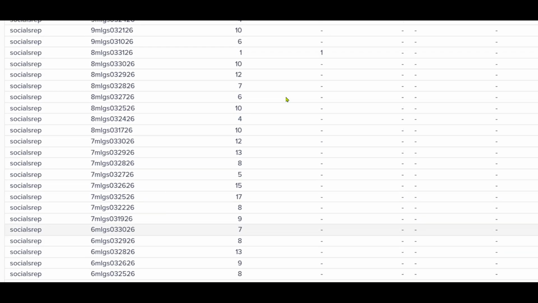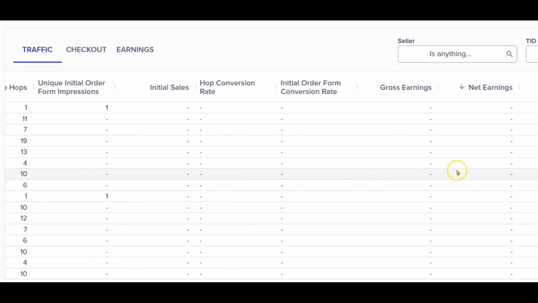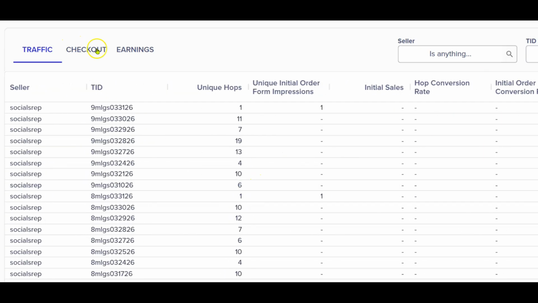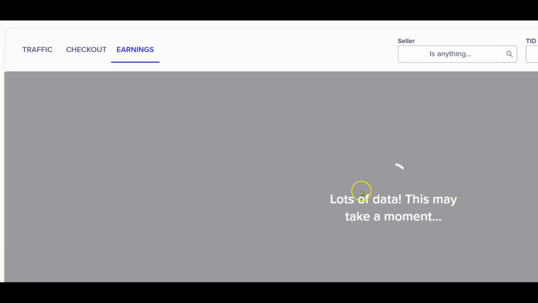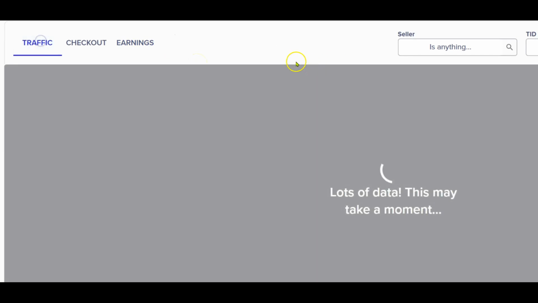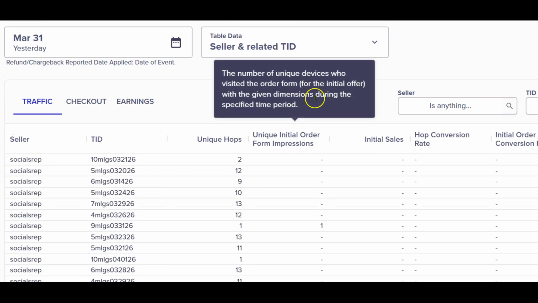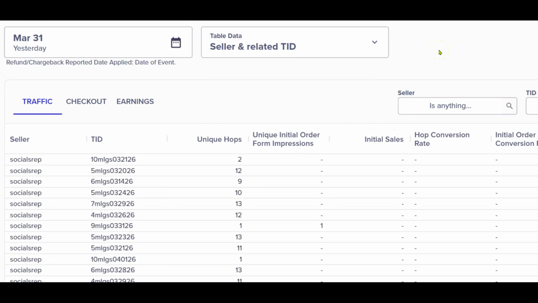Now from there, 3 people went on to load up the order form page, and again, no trial sale. And did I get a rebill from a prior month? No, I did not. So we go up to the earnings tab, and you can see again we got nothing here. So looking at those 2 days, you're looking at about 1,200 hops with no new sales.